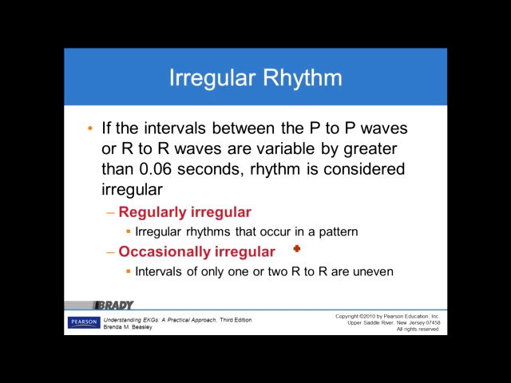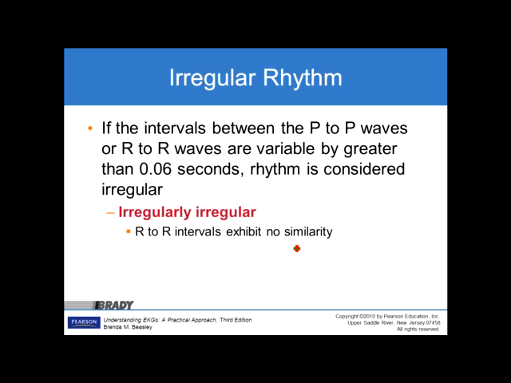We have also something here that's considered occasionally irregular, which means the intervals of only 1 or 2 R to Rs are uneven. So this doesn't happen very often, but occasionally the rhythm is irregular. It isn't consistent.